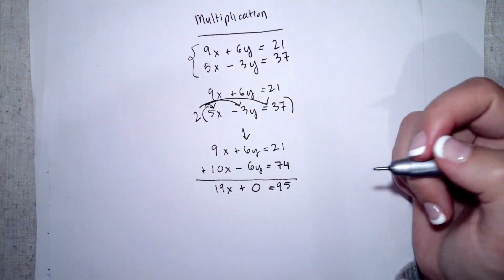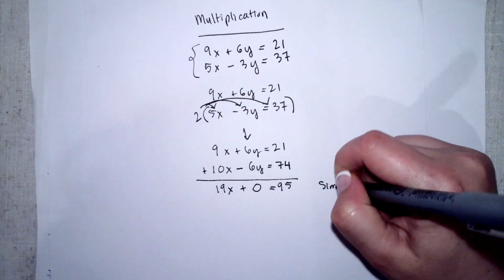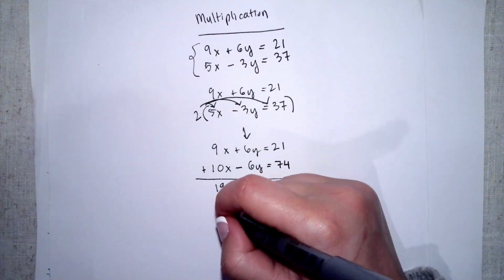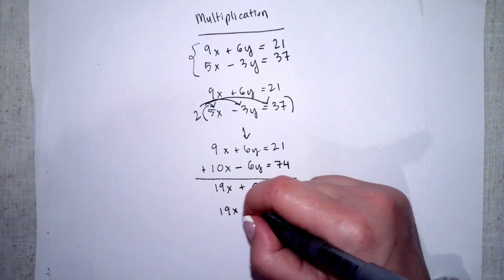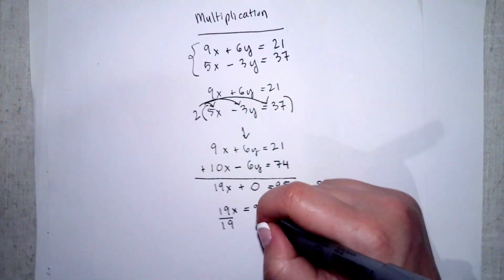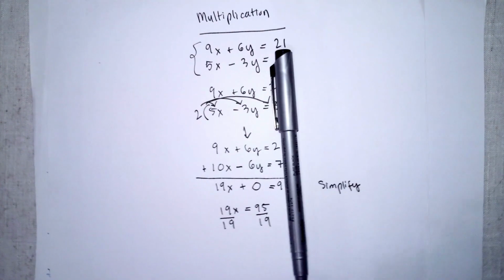Okay, so we're going to go ahead and simplify here. So we have 19x equals 95. So we're going to divide by 19 on both sides. And let's see here.